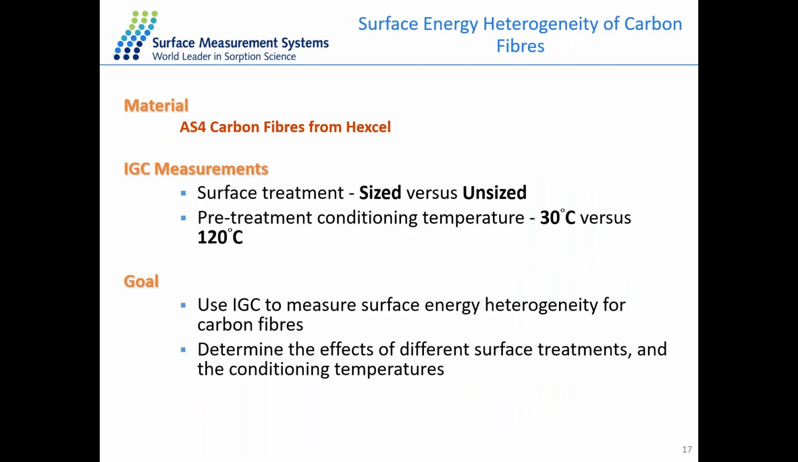The next example I'm going to show you is to understand the surface energy of carbon fibers from Hexel. Like I said before, we have conditioning in our system. Sometimes the conditioning can significantly affect the surface energy and the properties of our sample. In this case, we have sized carbon fibers versus the unsized. And we've also changed the pre-treatment conditions. We pre-treated one at 30 degrees and the other at 120 degrees. From this, we just want to understand how this conditioning affects our sample.